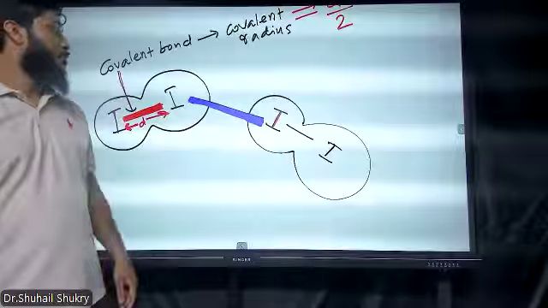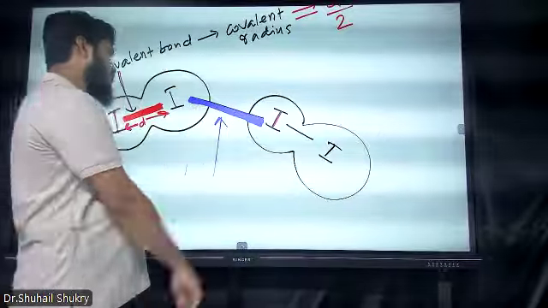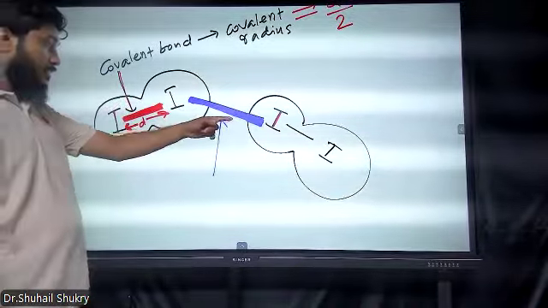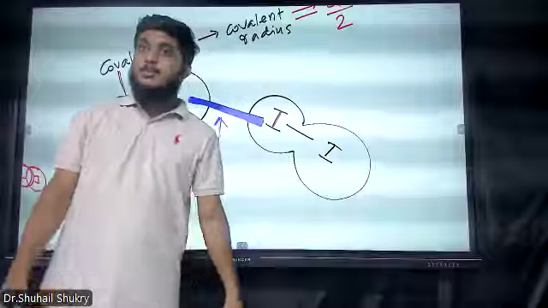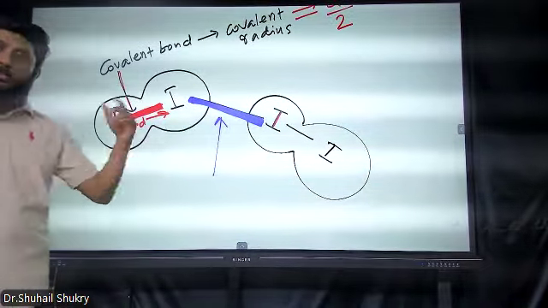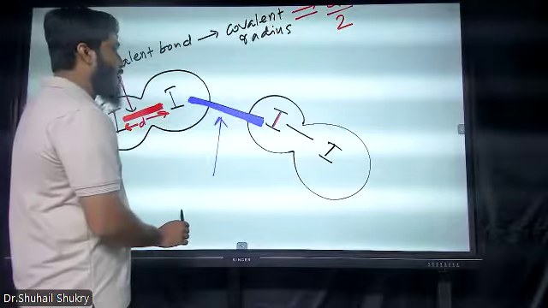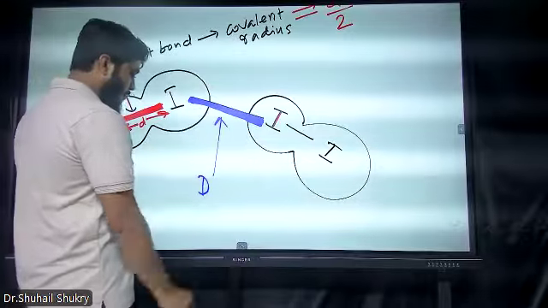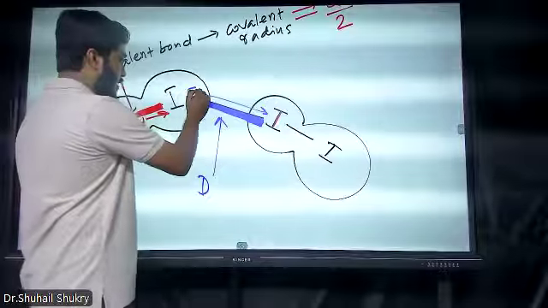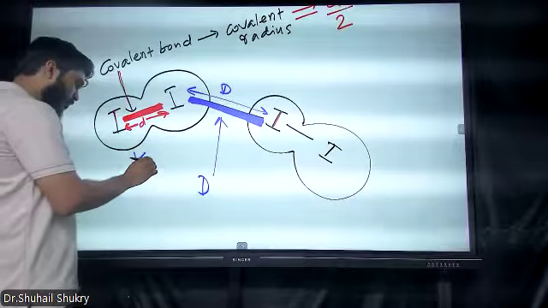Now what do we call this? This is an intermolecular bond. But what is the condition? Both should be the same molecule. With the same molecule, this is valid. So if I take this distance as capital D, then the van der Waals radius is D divided by 2.